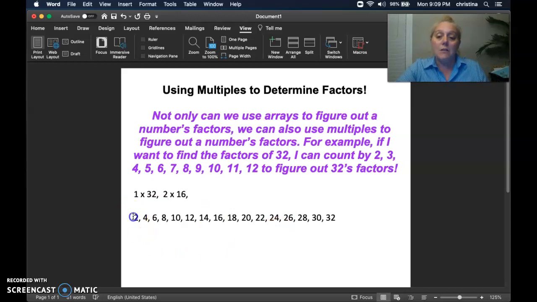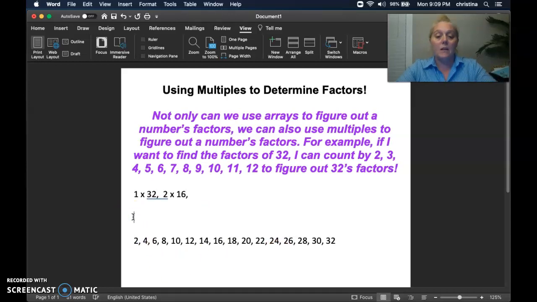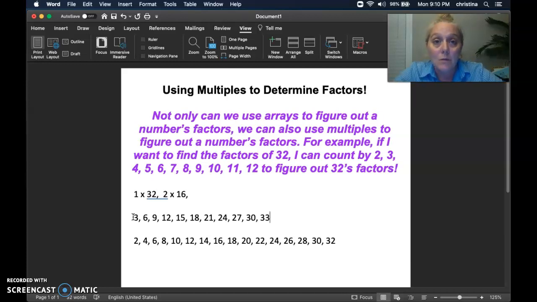Now we're going to do our multiples of 3 and see if 32 is a multiple of 3. 3, 6, 9, 12, 15, 18, 21, 24, 27, 30, 33. We did not get to 32. We actually passed it, which means 32 is not a multiple of 3. Because 32 is not a multiple of 3, it won't have a factor of 3, and it also means 32 is not divisible by 3.